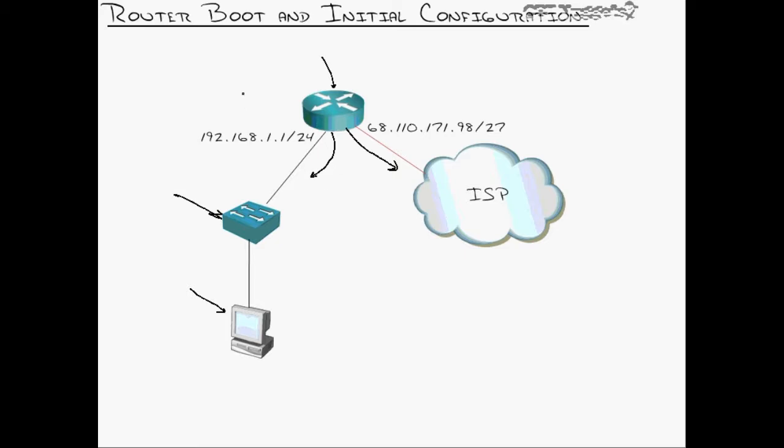Right here you can see our network diagram. On the private network side, my local area network, I have the IP address that I'd like to set up, which is 192.168.1.1/24. On the public side, the internet service provider has given me a static IP address, 68.110.171.98.